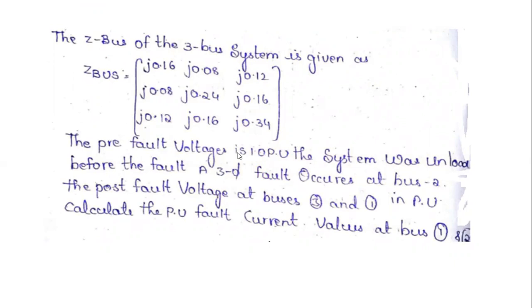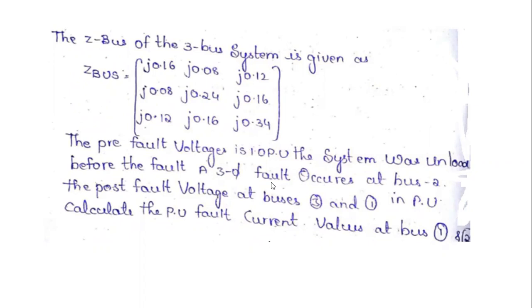The pre-fault voltage is 1 per unit. The system was unloaded before the fault. A three-phase fault occurs at bus 2. Find the post-fault voltage at bus 3 and bus 1 in per unit. Calculate the per unit fault current values at bus 1 and bus 2.